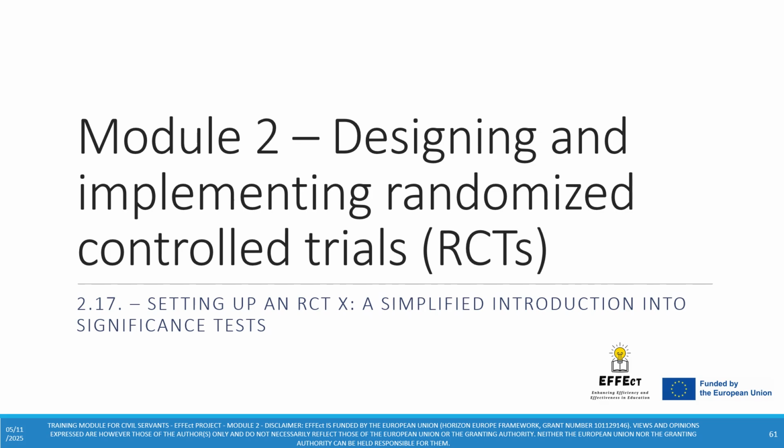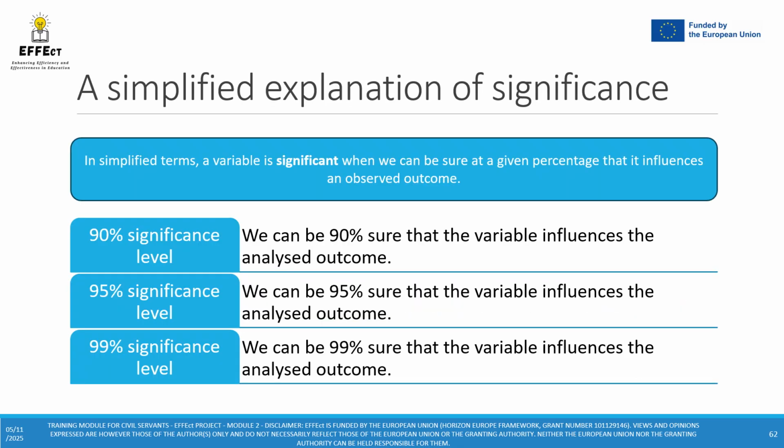Dear participants, welcome to submodule 2.17, in which we will have a small look at significance tests. In simplified terms, a variable is said to be significant when we can be sure at a given percentage that it influences an observed outcome. Therefore, if a variable is significant at a 90% threshold, we can be 90% sure that a variable influences the analyzed outcome. If a variable is significant at a 95% threshold, we can be 95% sure that a variable influences the analyzed outcome. The same applies if the variable is significant at a 99% threshold. Then we can be 99% sure that the variable influences the analyzed outcome. Note that most studies use a 95% threshold.